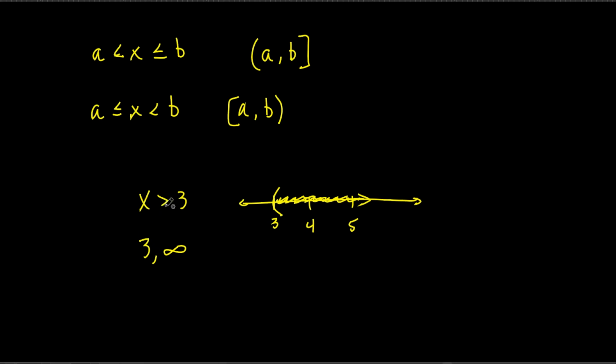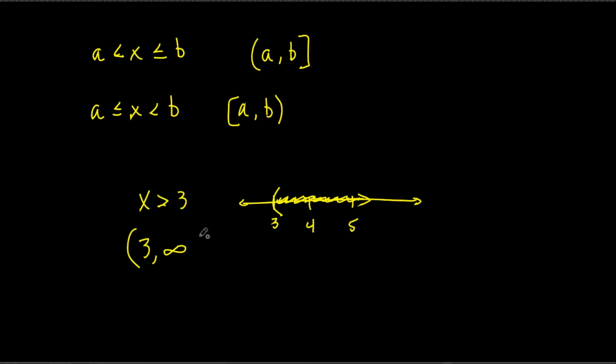So this is greater than 3. So what kind of a thing do we have? Is it open or closed? It's open. So we put what at the 3? Parentheses. Now what about infinity? Is infinity closed or is it open? What do you think? Can you ever get to infinity? So is it open or closed?